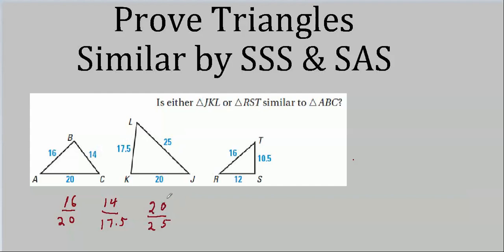Well, let's see here. This is 4 over 5, right? This is 4 over 5. So these two are both 0.8. That's easy to see. What about this one? And if your calculator is like mine, each of these came out to 0.8. So JKL and ABC are similar. RST, nope. These two are.